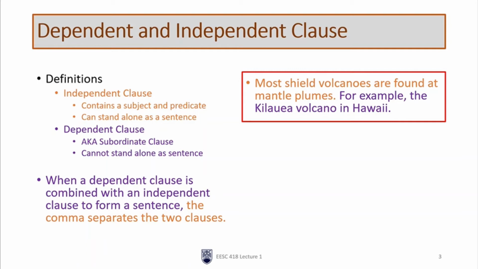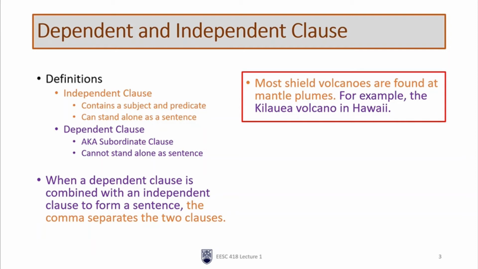So a dependent clause, also known as a subordinate clause, aka means also known as. So this is also known as a subordinate clause. And the reason it has these names is because it depends on what's in the independent clause, or it expresses a subordinate idea or a secondary idea. So a dependent clause cannot stand alone as a sentence.